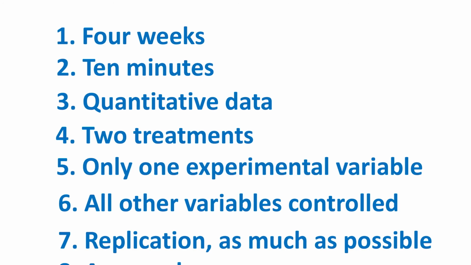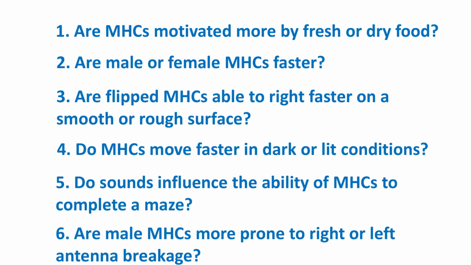Since you guys have never done this before, I do have some questions that you guys can do. So these are going to be the 6 research questions that you're going to choose from, okay? So you have any of these that you can pick from. The first one is, are MHCs motivated more by fresh or dry food? Are male or female MHCs faster? Are flipped MHCs able to write faster on a smooth or rough surface? Do MHCs move faster in dark or lit conditions? Do sounds influence the ability of MHCs to complete a maze? And are male MHCs more prone to right or left antenna breakage?